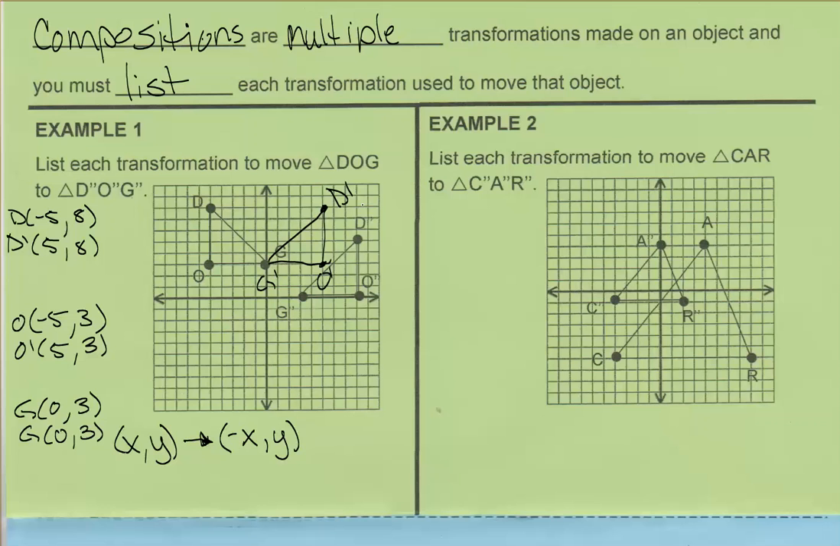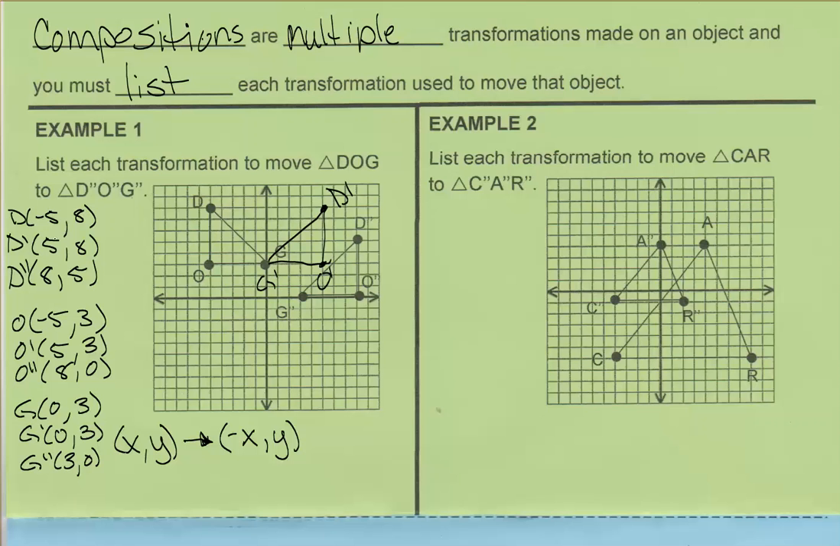Then how did I move from my primes to my double primes? Here, list your double primes. So D double prime is at 5, 8. Then 8, 5. O double prime, 8, 0. And G double prime is at 3, 0.